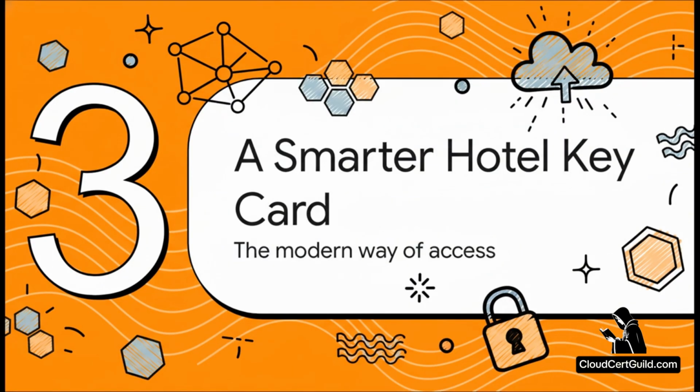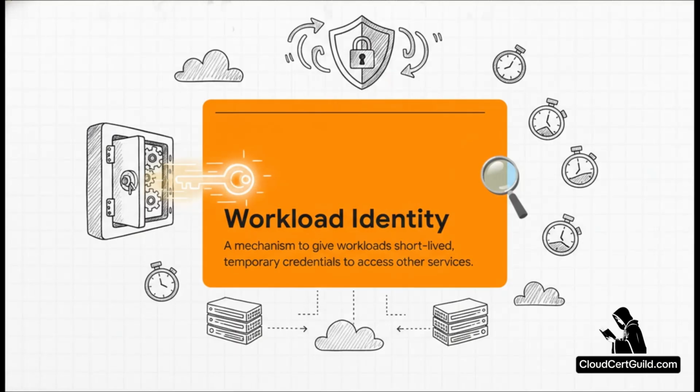Okay, so if that old metal key is such a terrible idea, what's the alternative? We need something smarter, right? Something more modern, and definitely much, much more secure. And that modern solution is called workload identity. Now, if you remember just one word from this, please make it temporary. This is the whole idea. Instead of a permanent key that lasts forever, we're going to give an application a special pass that's only good for a really short time to do one specific job.